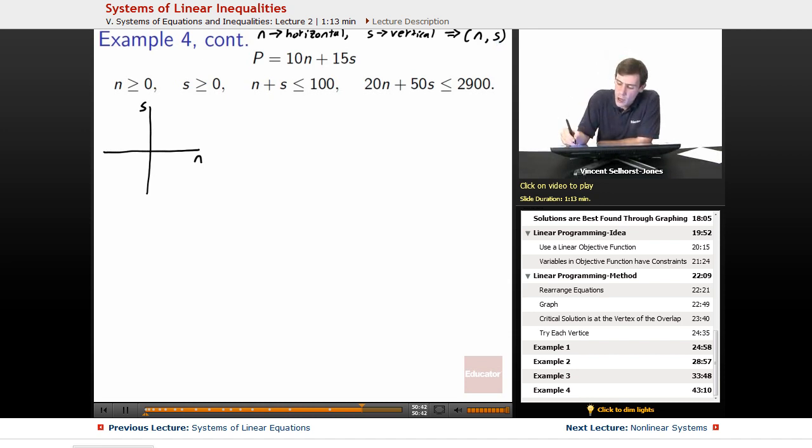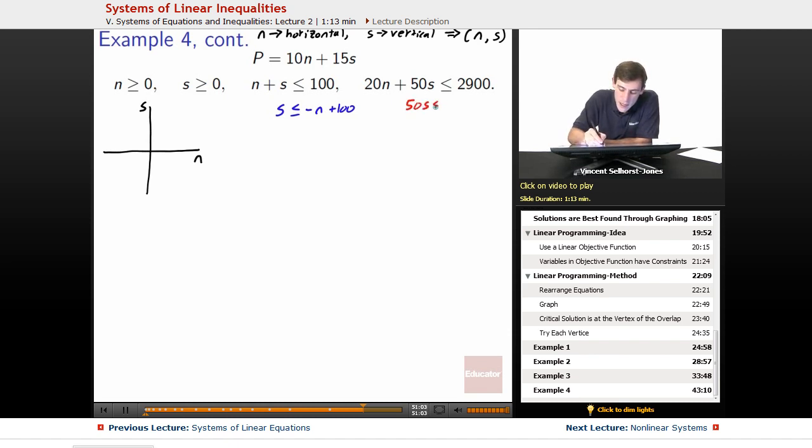Okay, so at this point, since s is the vertical, we normally solve for y, the vertical, in terms of other stuff. So we want to solve for s, the vertical, in terms of other stuff, because that's what we're used to. So n plus s is less than or equal to 100 means that s has to be less than or equal to negative n plus 100. 20n plus 50s is less than or equal to 2,900.